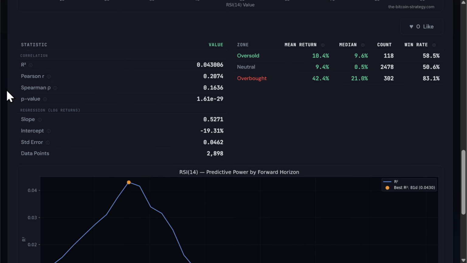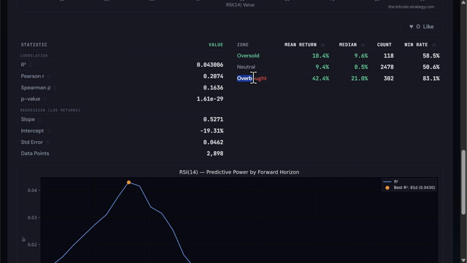And so here are the answers. Have a look at this. When we are in oversold territory, so when the RSI is low, the mean return in the subsequent 81 days was 10.4%. The median return was 9.6%. The median really doesn't matter too much because in the end, we just get the average, right? We get the mean return. Interestingly enough, when the RSI is neutral, so it's between 30 and 70, the mean return is very comparable. So when the RSI is very low, we tend to see almost the same kind of performance compared to buying in the neutral zone. It's right around 10%.